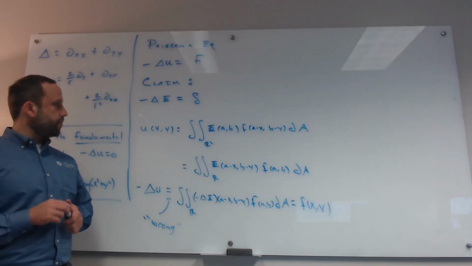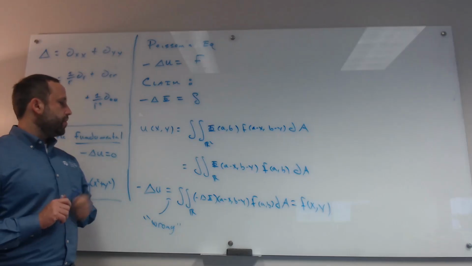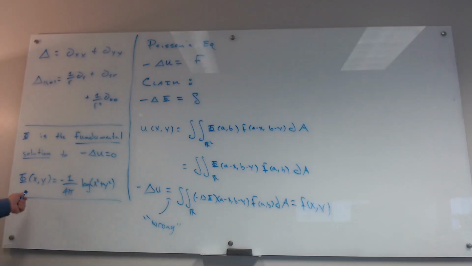Okay, so in the next video, I'm going to prove that if you define u this way, then minus Laplacian of u is going to be equal to f, where again, phi here is the fundamental solution, minus 1 over 4 pi times log. The minus 1 over 4 pi will become clear, why we're choosing that instead of something else, in the next video.